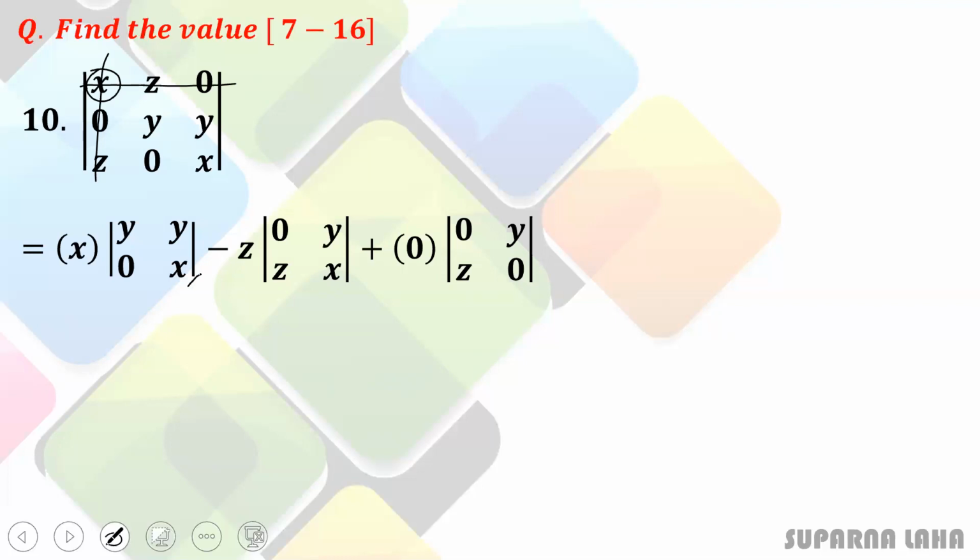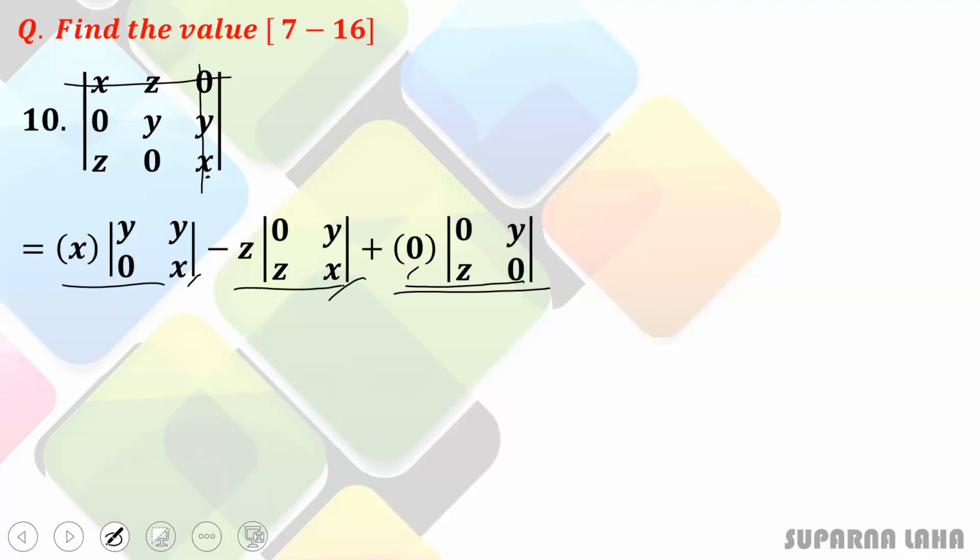Now again remove the lines, cutting the first row and the second column. The remaining elements are 0, Y, Z, X. So minus Z into 0, Y, Z, X, a determinant of order 2. Next, remove the first row and the third column. We will find 0, Y, Z, 0 and multiply with 0, so remove this term, since 0 into something is 0. We need to calculate the first 2 terms.